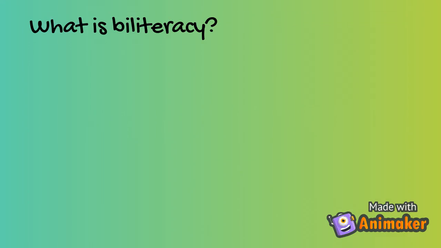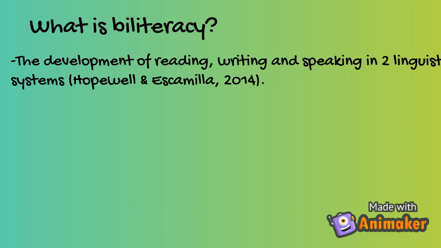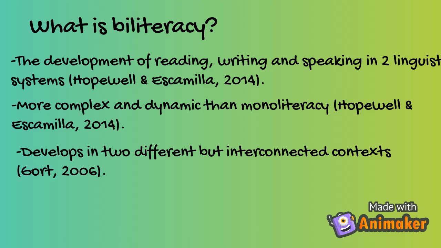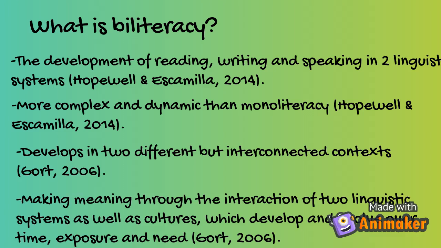What exactly is biliteracy? It is the development of reading, writing and speaking in two linguistic systems. It is much more complex and dynamic than monoliteracy. It develops in two different but interconnected contexts. Biliteracy is making meaning through the interaction of two linguistic systems as well as cultures, which develop and evolve over time, exposure and need.